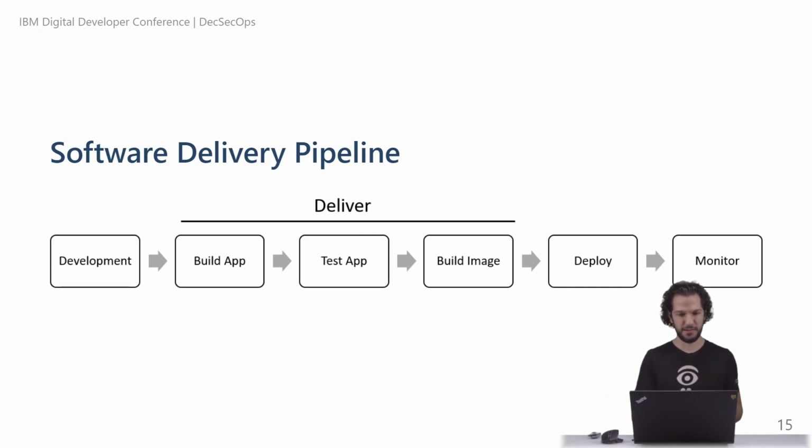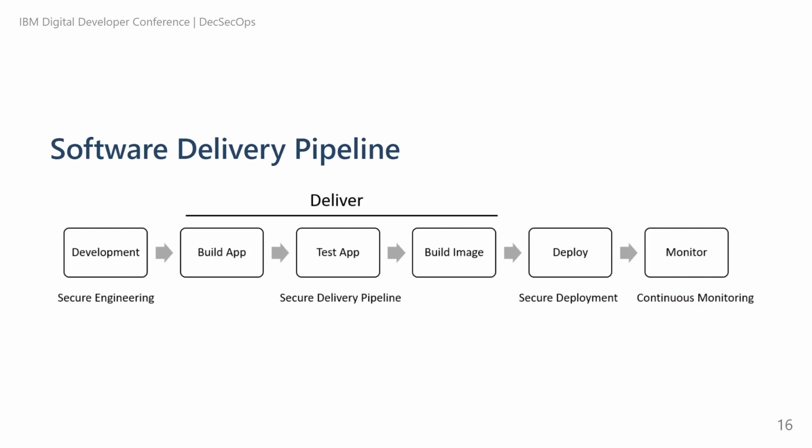Now, if you want to secure these, we have to secure the 4 sections, right? So we do secure engineering for development. We do secure delivery pipeline for the delivery piece, secure deployment for deploy, and we do continuous monitoring for the monitoring section. So let's go over each one of these 4 and see what tools are out there and what are some concepts we need to think about.